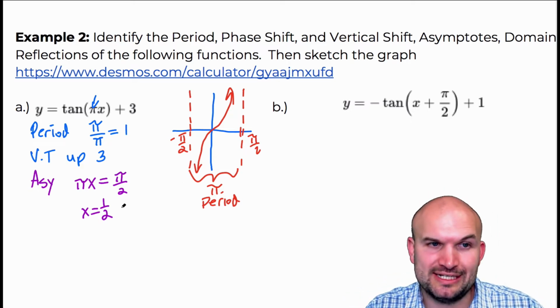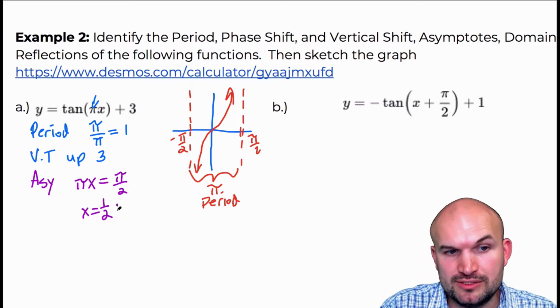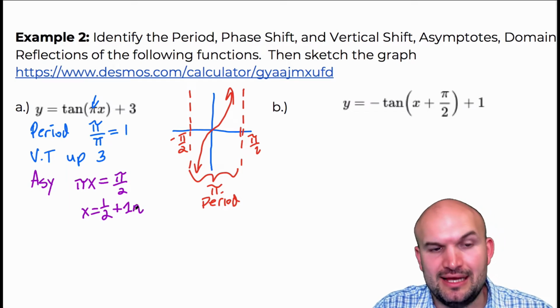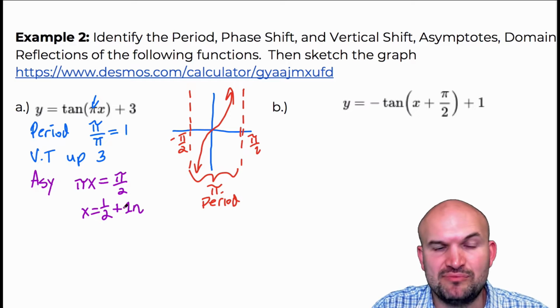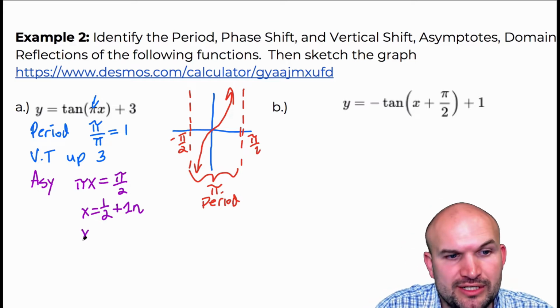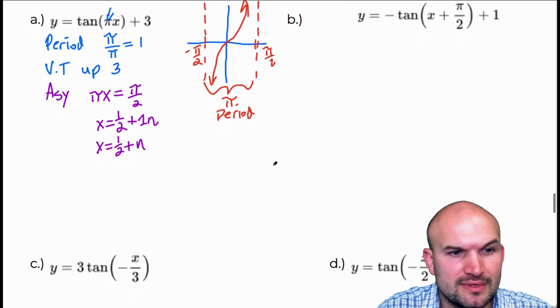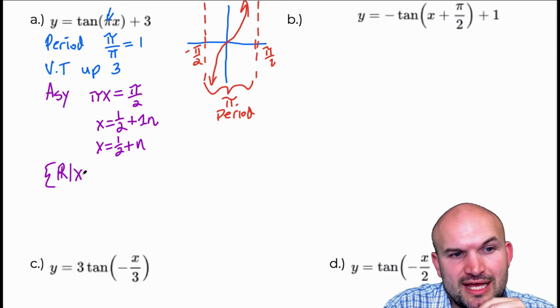And then all I need to do is add the period. The period in this case is 1, so it'd be plus 1, and then we can add that constant n as many times, positive or negative. So my asymptote is going to be 1/2 plus 1n, or another way to write that would be 1/2 plus n. And then the domain, we could write this a couple different ways. We can basically say, all real numbers such that x cannot equal 1/2 plus n.